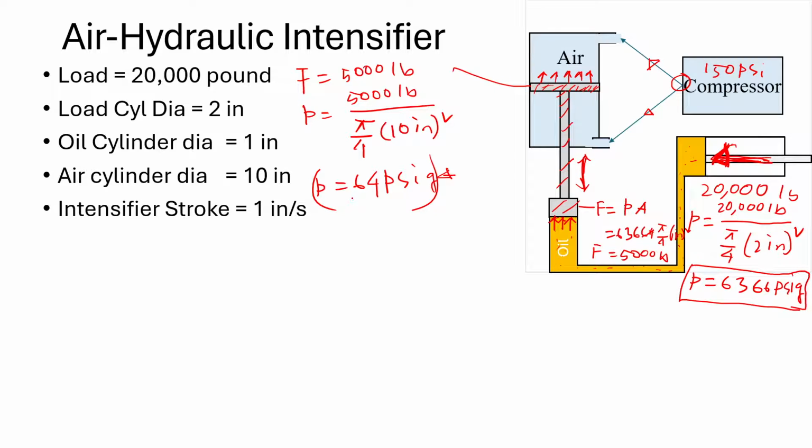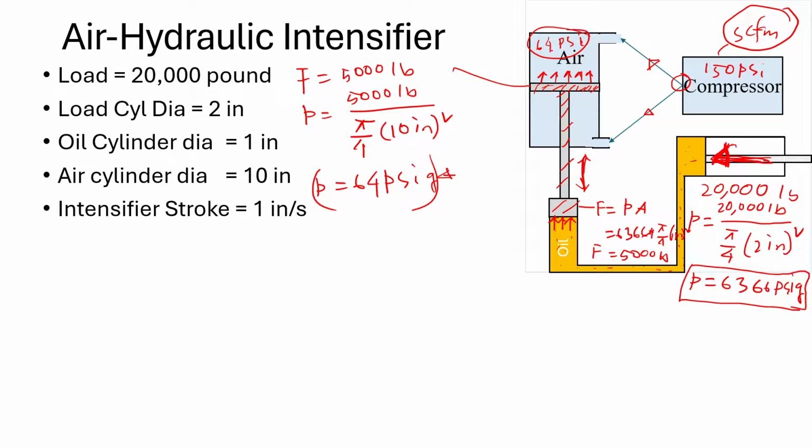Now the next calculation of interest is not just the pressure, but also the flow rate of the compressor, because that will determine how fast this 20,000 pounds can be moved. The compressor is not just PSI rated, it also has a flow rate rating, standard cubic feet per minute: at a standard air temperature condition, how much flow a compressor can develop. So let's calculate that piece. The pressure we need here is 64 psi gauge pressure.